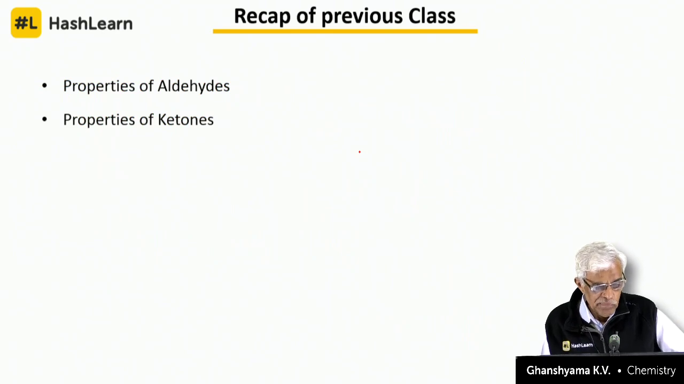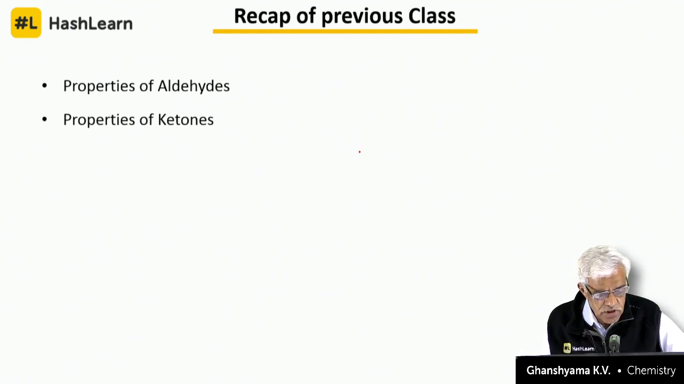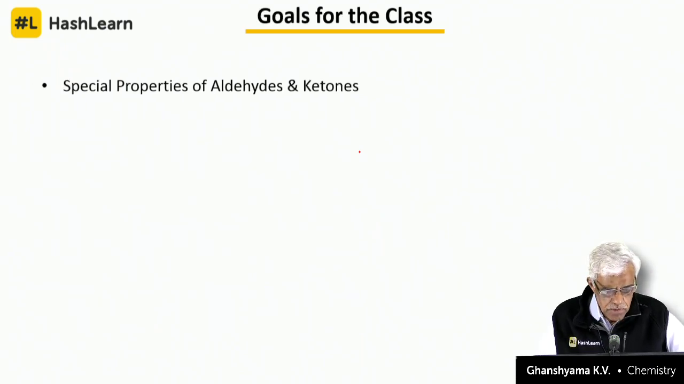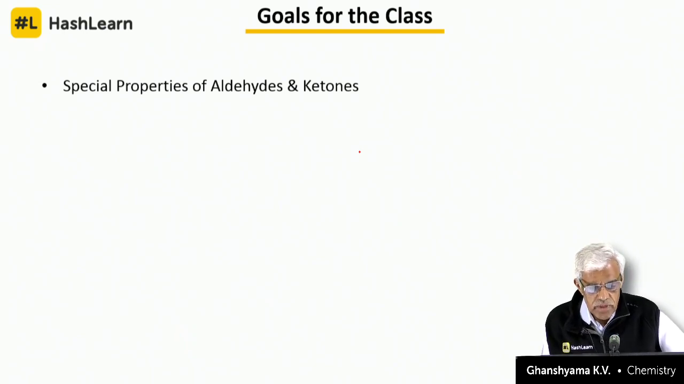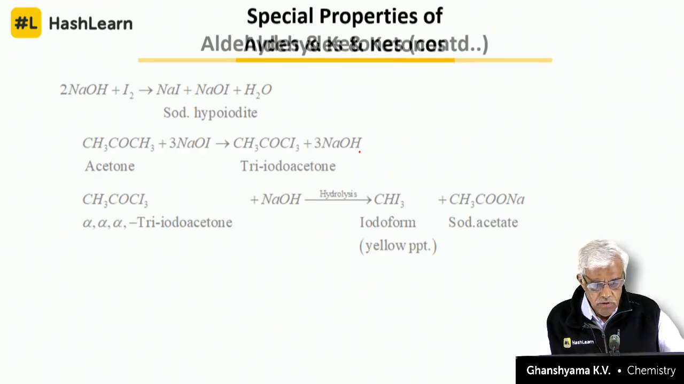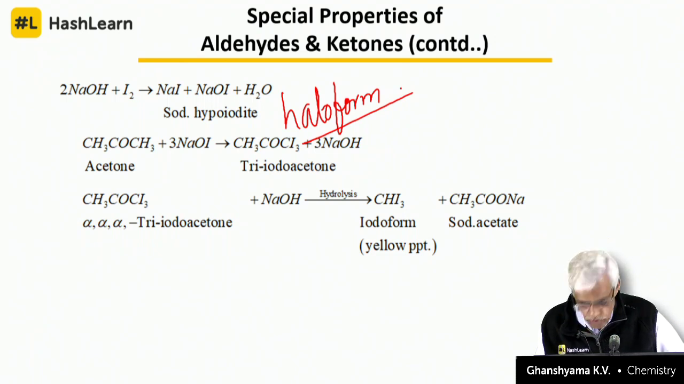Okay, right. We shall pass on to what I said in the previous class: properties of aldehydes and then properties of ketones. Special properties of aldehydes and ketones are to be studied. That means some reactions having names. What are those reactions? You already know this. This is the haloform reaction, which I have already explained.